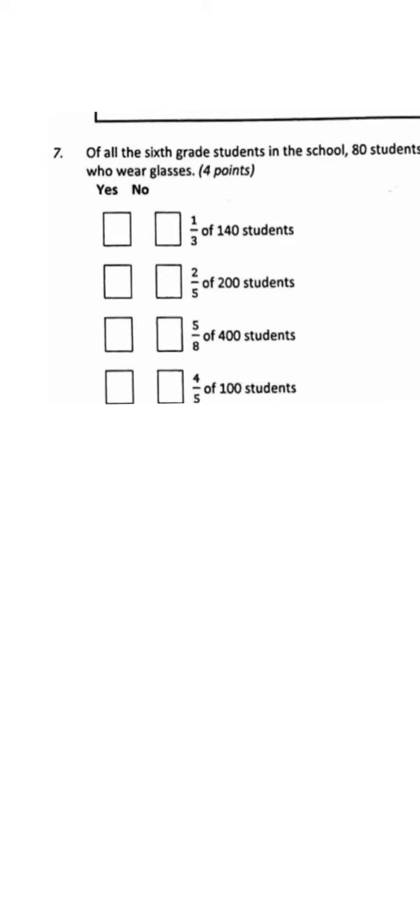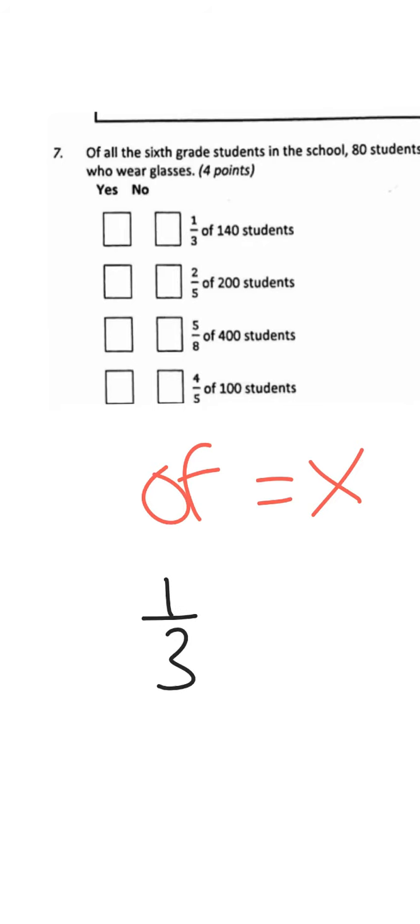So all we have to do is whenever we see the word of, I'm going to write it in big and in red. So if you see the word of, that equals multiplication. So on the first one, we see 1/3 of, so I'm going to say of, which is multiplication, 140. Now my 140 is a whole number, so to make it a fraction, I just put it over 1. And what I can do now is multiply across.